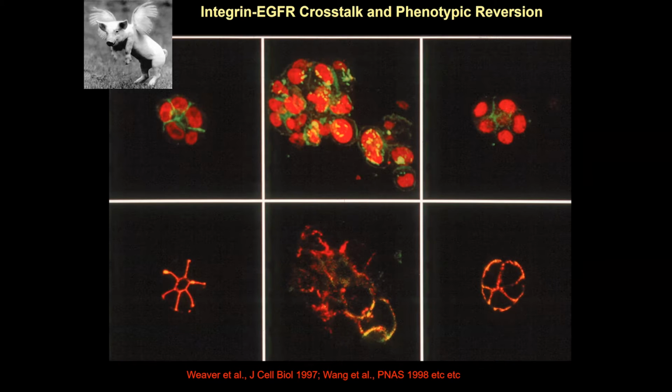Now, I got the biggest surprise of my life when I took these tumor cells that you see in the middle, and I used a function blocking antibody to beta 1 integrin. When I looked at the cultures, they looked like normal spheroids. And I started freaking out. I thought I got everything mixed up.